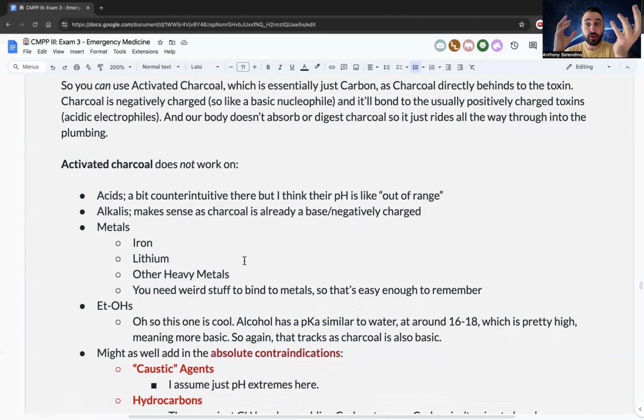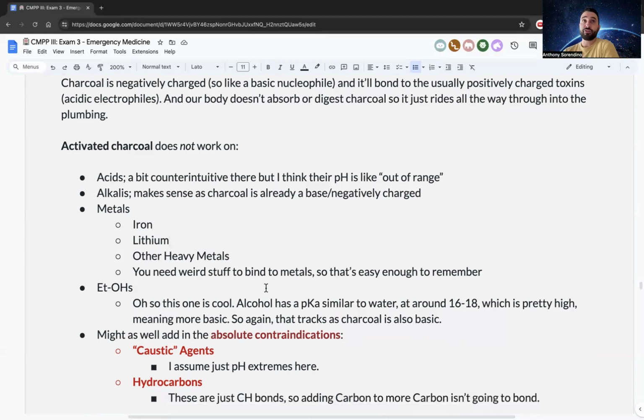Oil and water don't mix. Oil and alcohol don't mix. You can't use carbon to bond to alcohol. So you're not going to use that. And we'll talk about what we give to people for methanol and ethylene glycol ingestions in a second.